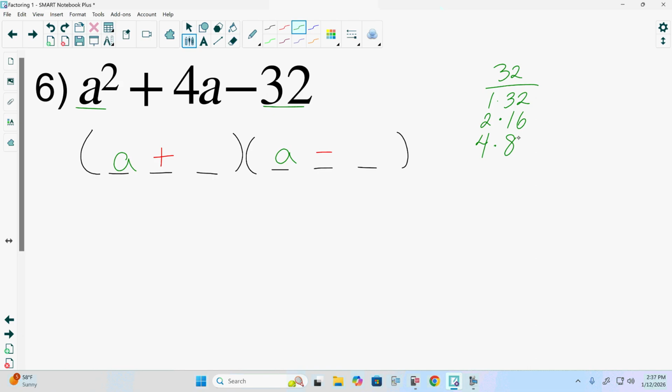Is 6 a factor of 32? No. Do you know the rule for 6? If both 2 and 3 are factors, 6 is also. Since 3 is not a factor, 6 can't be a factor. And really, that's it. What do we want to try first? 4 and 8.